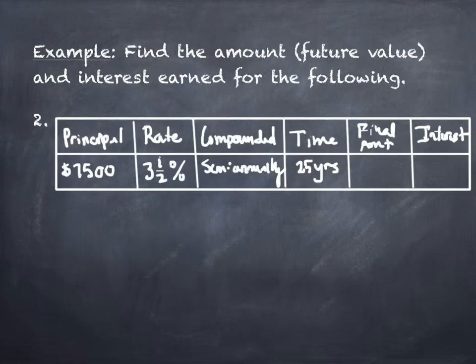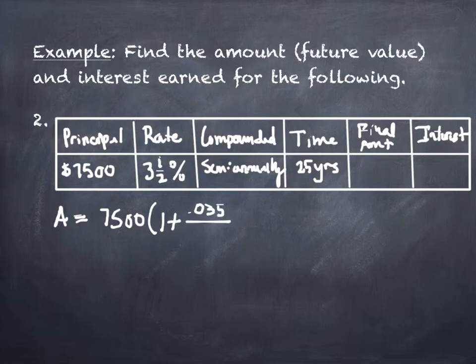All right, so we're going to do one more example. Find the amount or future value and interest earned for the following. We have a $7,500 principal, an interest rate of 3.5%, compounded semi-annually, for 25 years. Notice we only had one formula here, whereas with simple interest we had a couple things going on. So my formula is A equals the principal, 7,500, times 1 plus the interest rate. This is 3.5%, which as a decimal is 0.035.